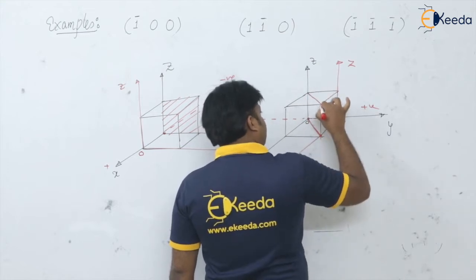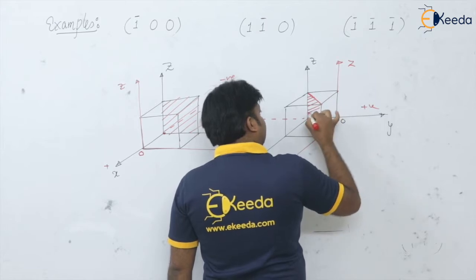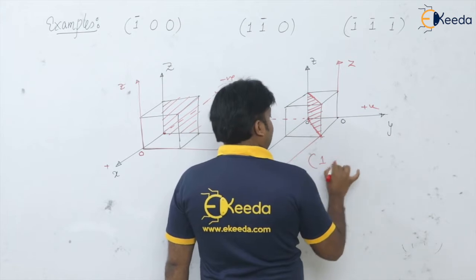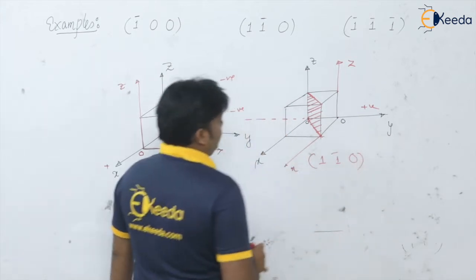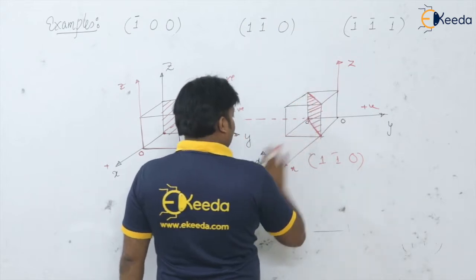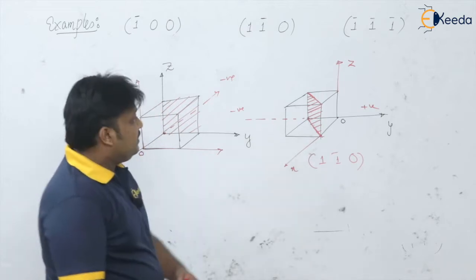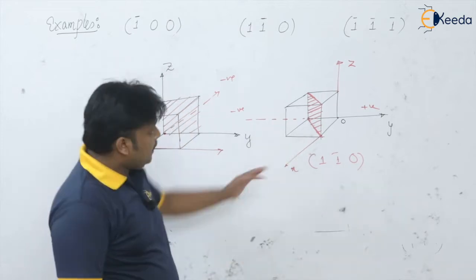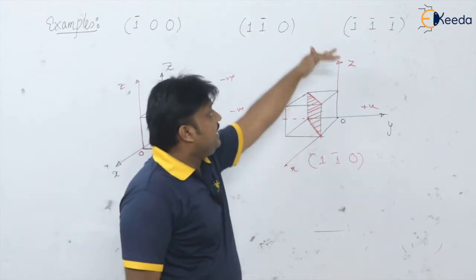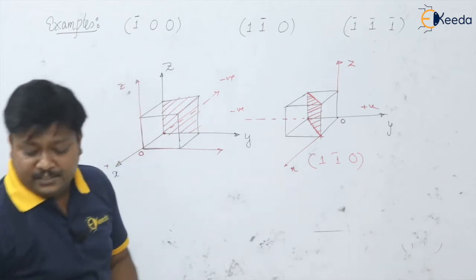Okay, and parallel to this, this is the plane. Now you can see here, this is plane 1, negative 1 and 0. See, now we have changed the origin to where? Here. You get this negative plane. Go for finding out this plane for negative 1, negative 1, negative 1. Do it on your own, try it.